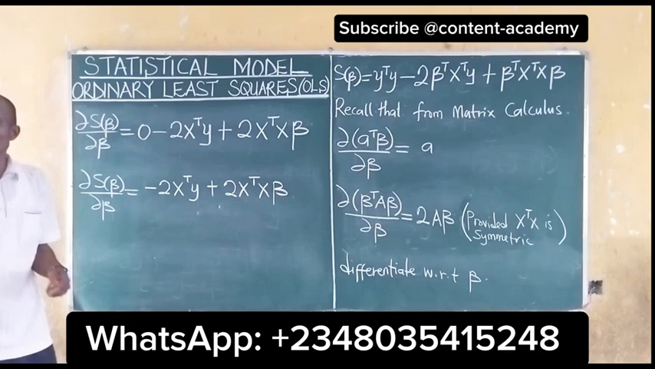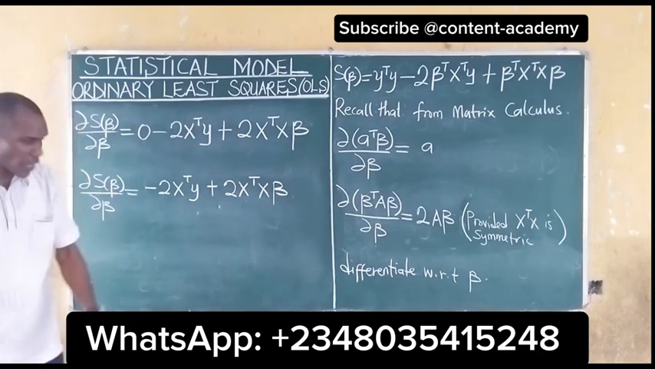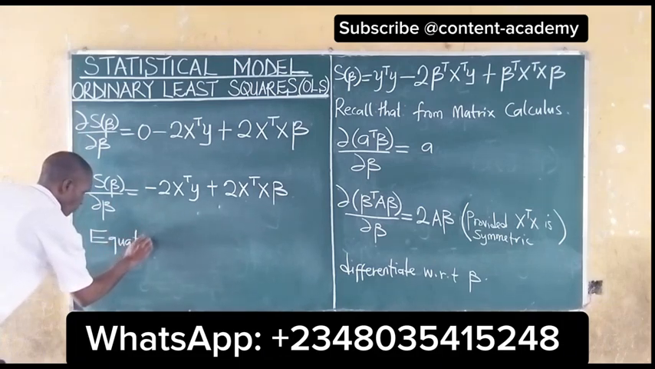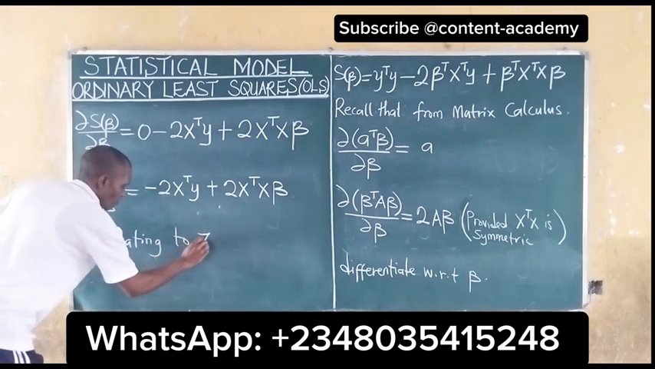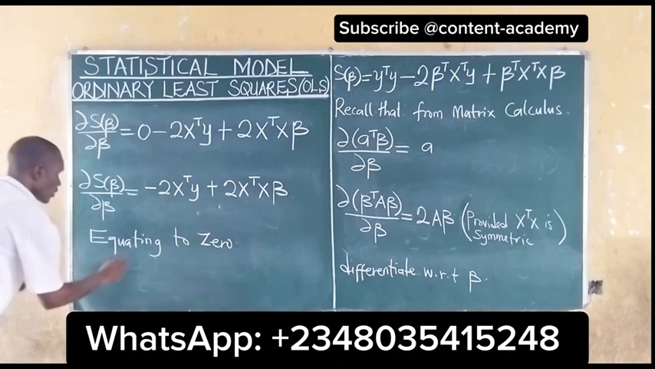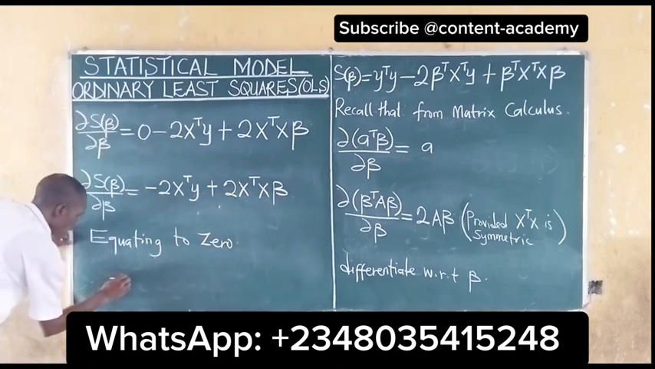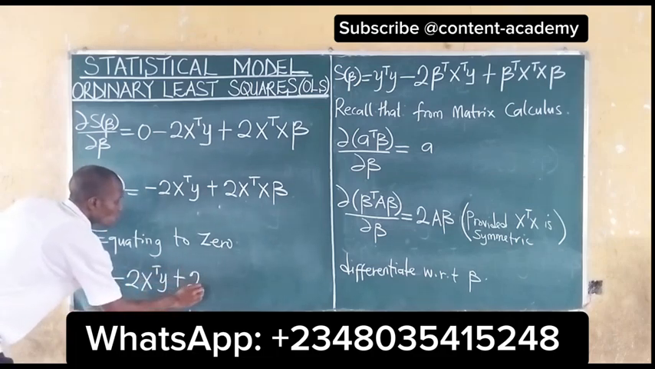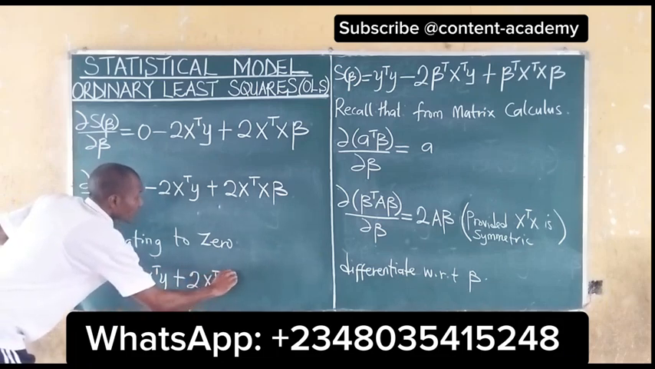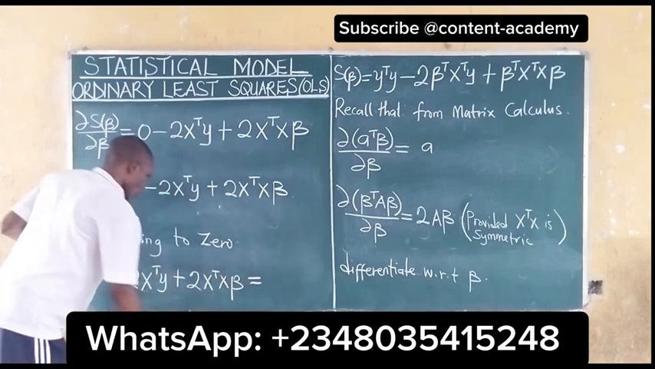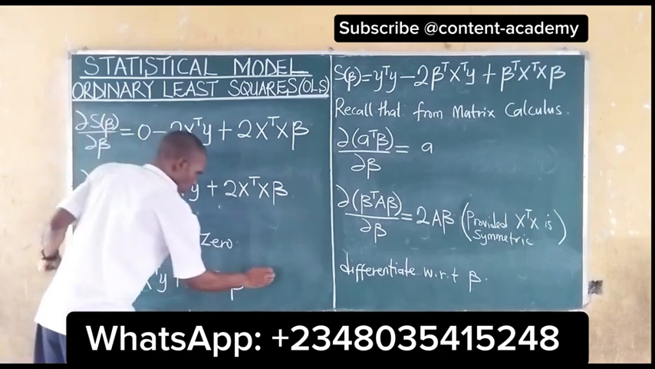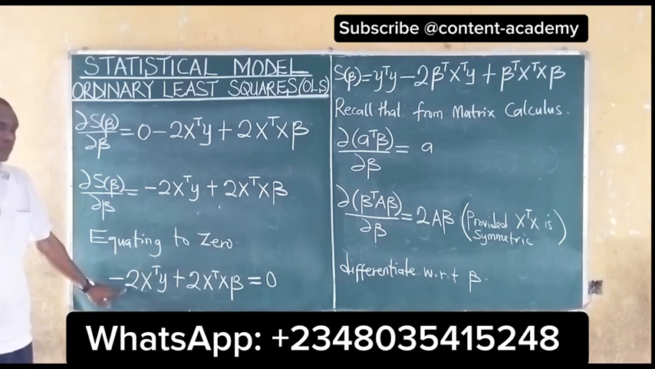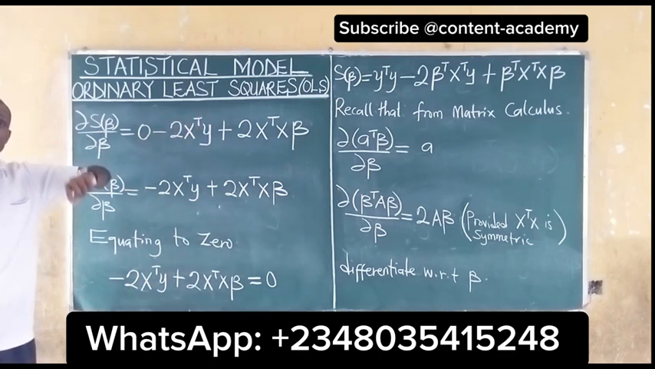Now, the next thing for us to do is to equate to 0. If we are equating this to 0, we'll have negative 2 x transpose y plus 2 x transpose x b, which is equal to 0. This is what we get. Now, we move over to this other side of the board to complete this.